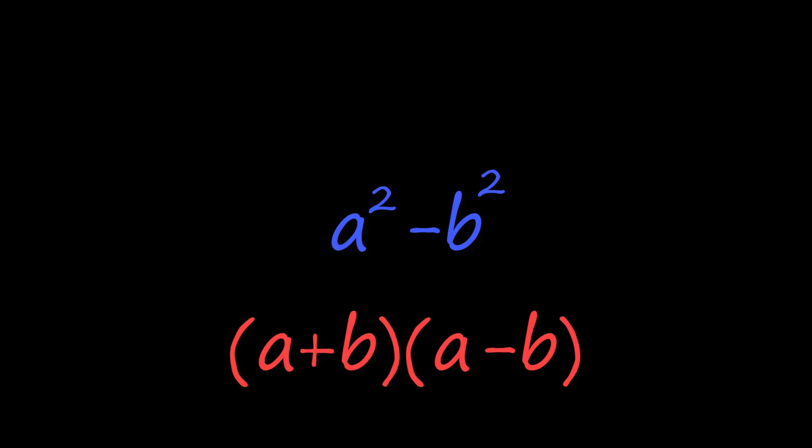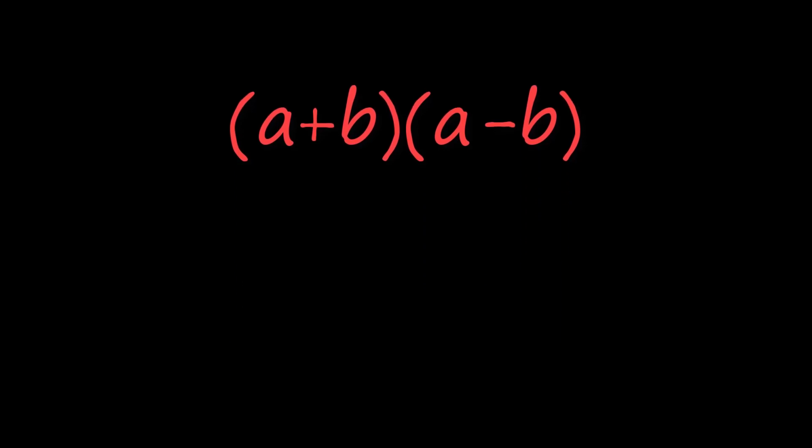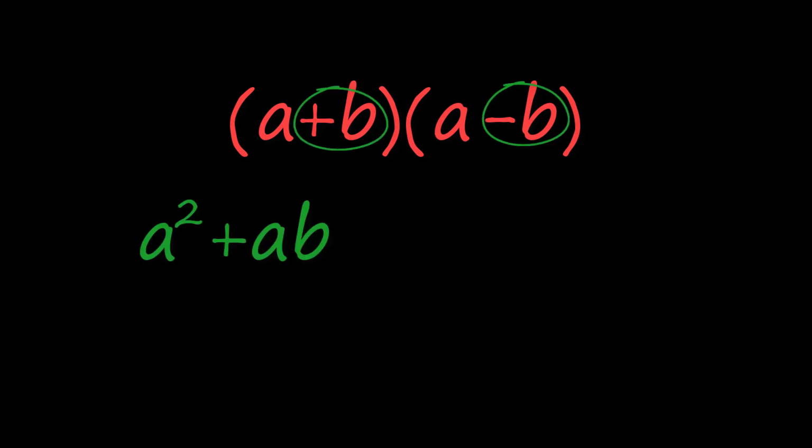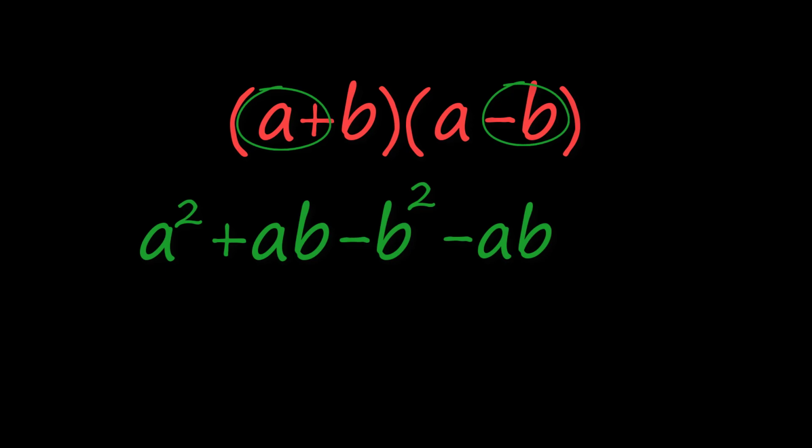To explain, let's simplify this equation. a times a is a². a times b is ab. Negative b times b is negative b². And negative b times a is negative ab. Simplify this and you get a² - b². Make sure you memorize this as well because this is also a very important formula.